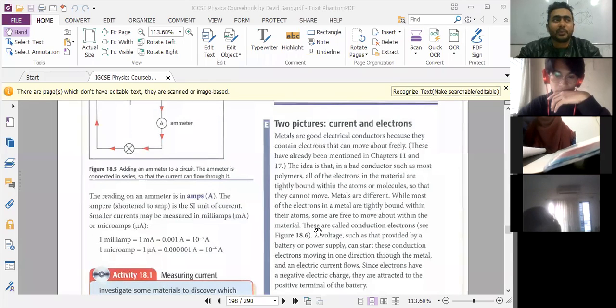Is it because the other bonding is weak? No, bonding is strong, but some electrons are there that can move freely. These are called conduction electrons.